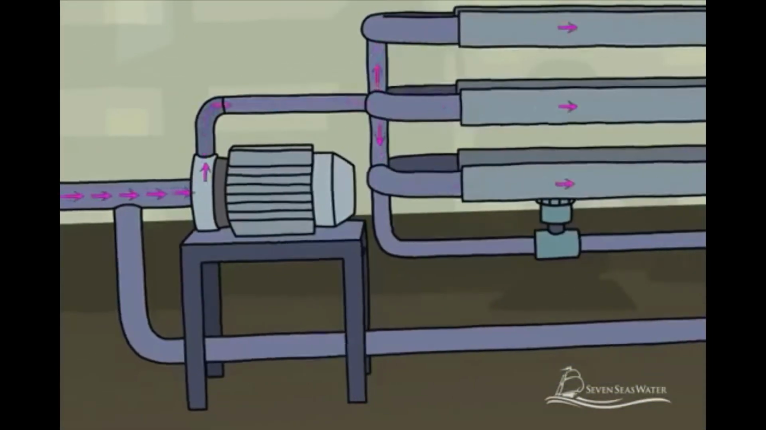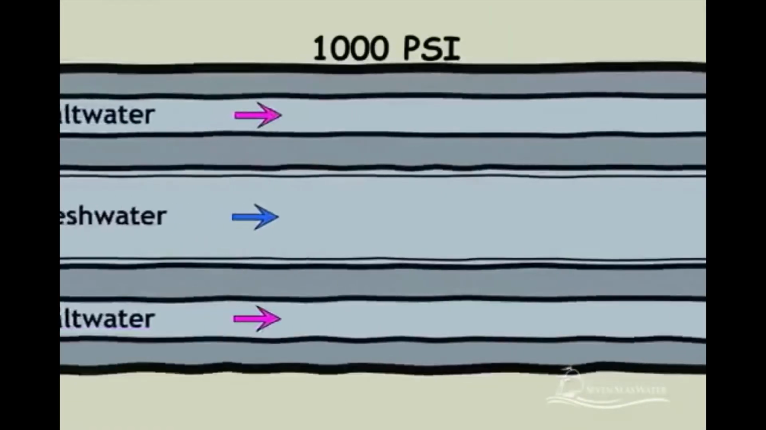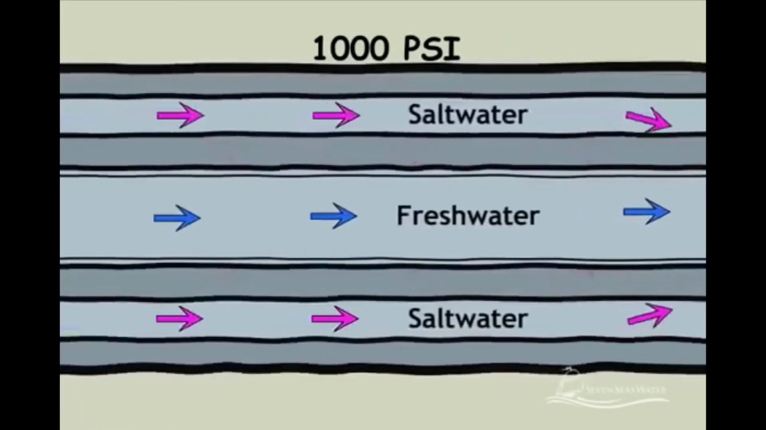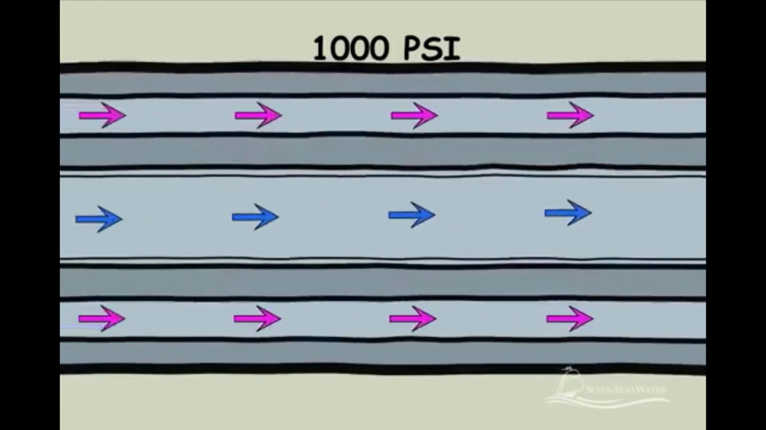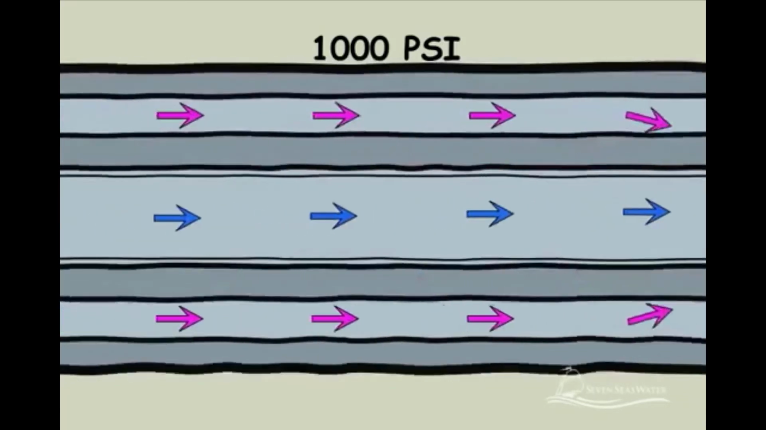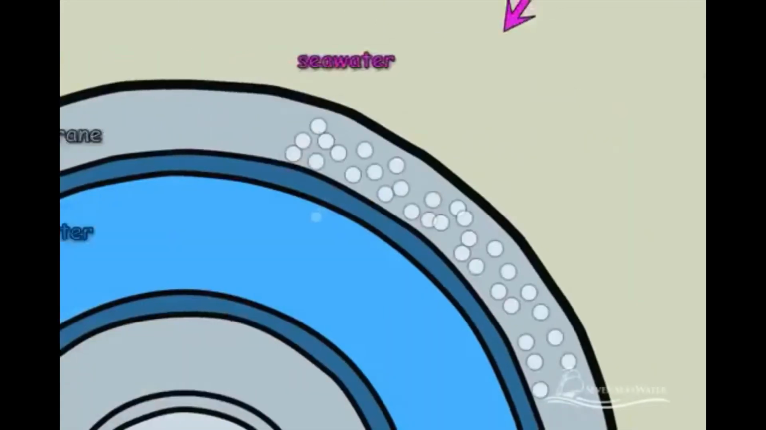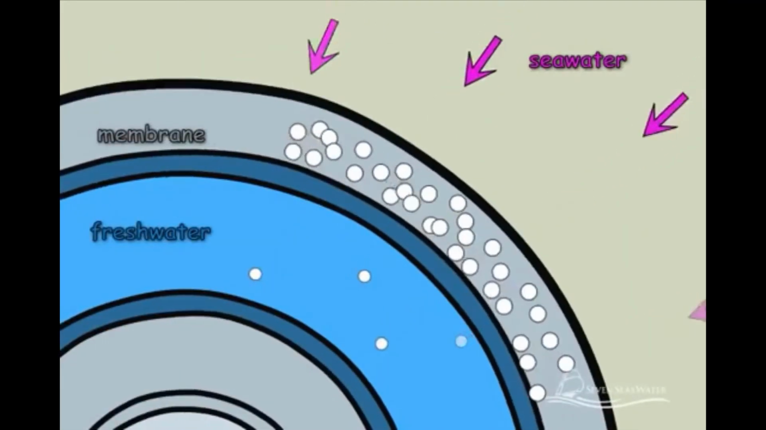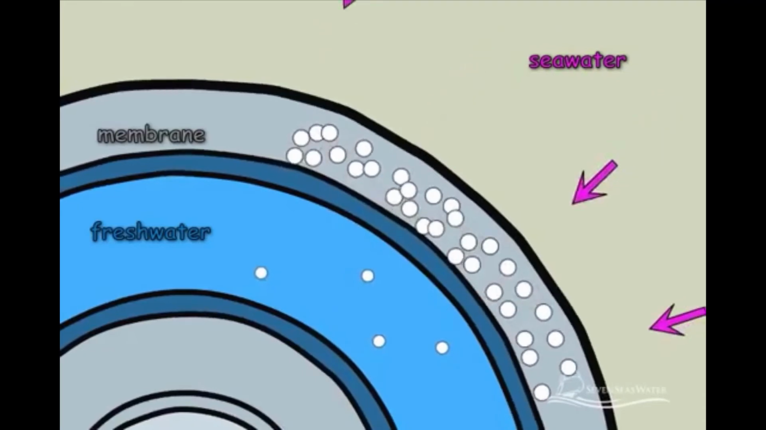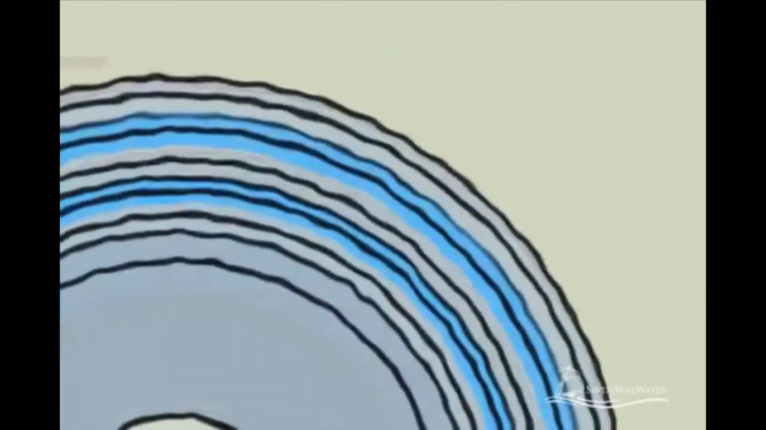The pressure needs to be sufficiently high to overcome the naturally occurring osmotic pressure and force water from the saltwater side through the reverse osmosis membranes to the freshwater side. The salt particles in the seawater are rejected from passing through the membrane to the freshwater side and remain behind on the concentrated saltwater side.